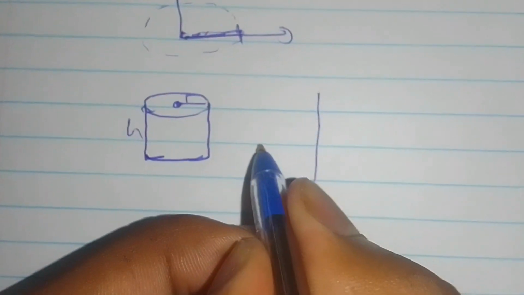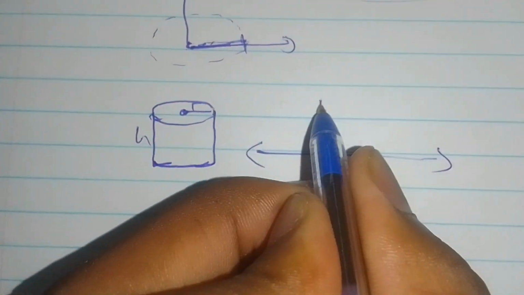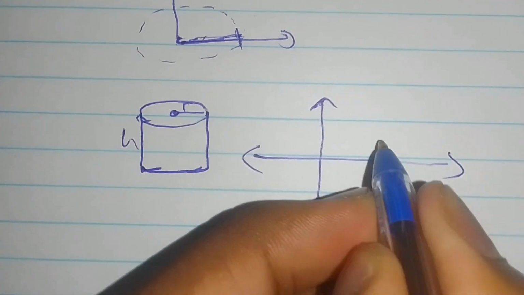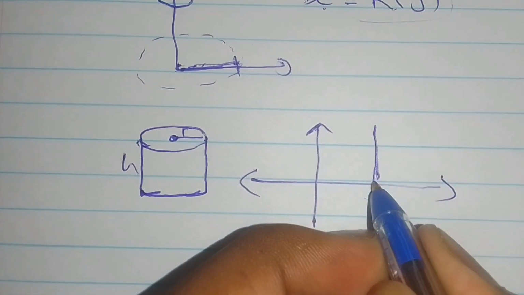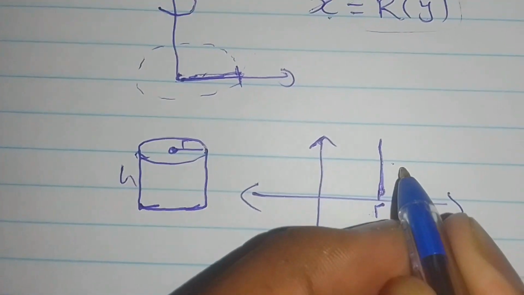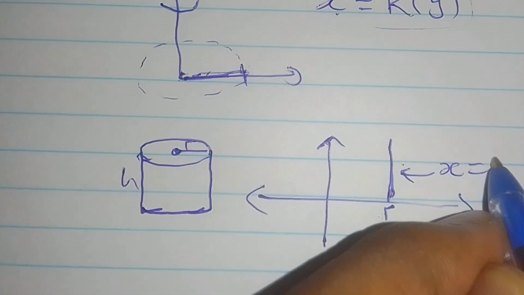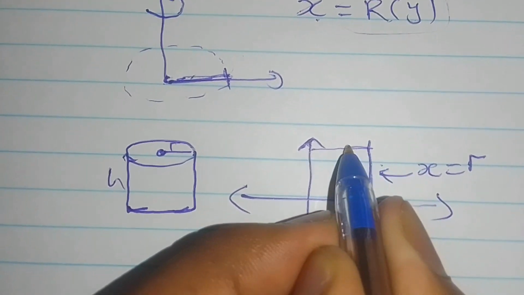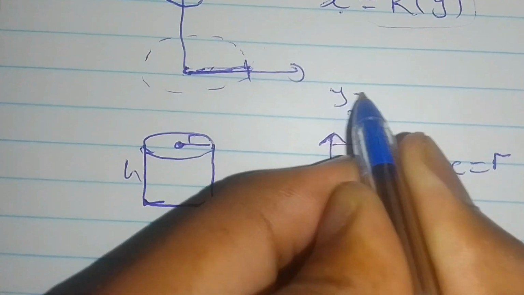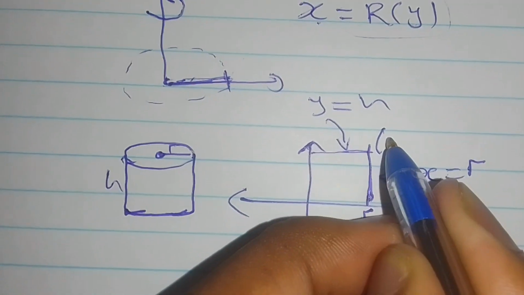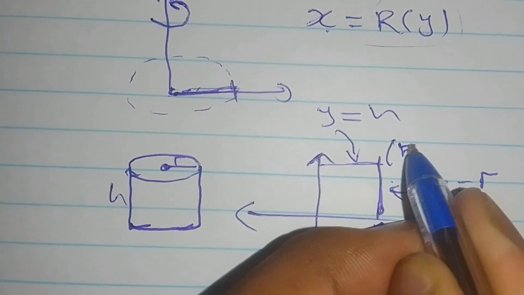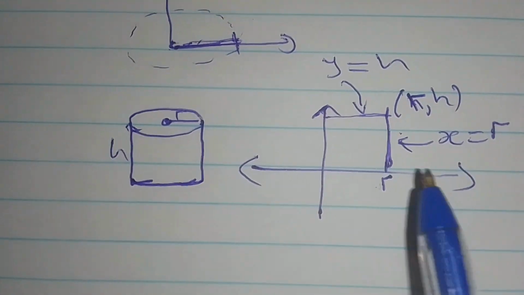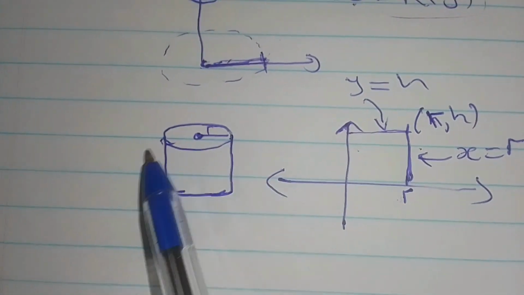let me just represent this on a Cartesian plane there. So we're gonna have a vertical line, x equals r. This will be a line defined by x equals r. And then we're gonna have a horizontal line defined by y equals h. And then you're just gonna have an intersection coordinate (r, h). And then from here we want to find the volume of a cylinder.